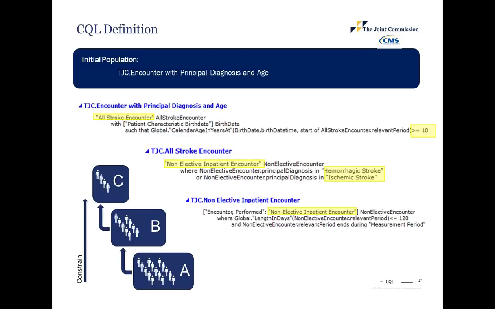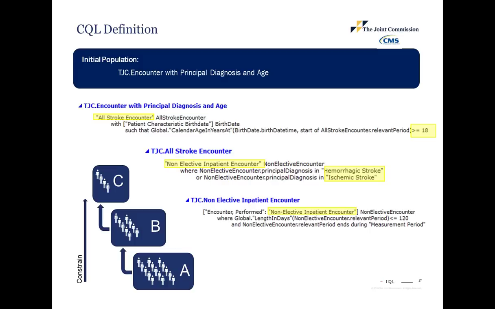So looking at this concept in more concrete terms, here in stroke 2, we have 3 definitions to build that initial population. To start, we have the TJC dot non-elective inpatient encounter. And we're looking for an encounter type of non-elective inpatient encounter. In the next block, TJC all stroke encounter, notice how we pull in the definition title, non-elective inpatient encounter, and then add diagnosis criteria for hemorrhagic and ischemic stroke.